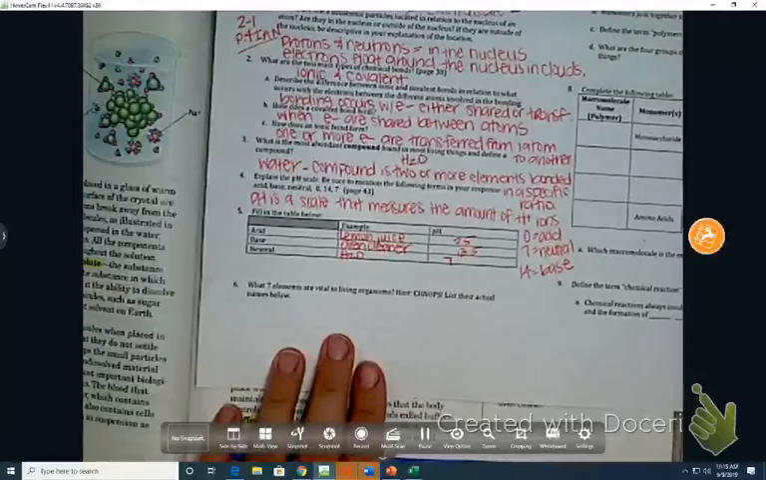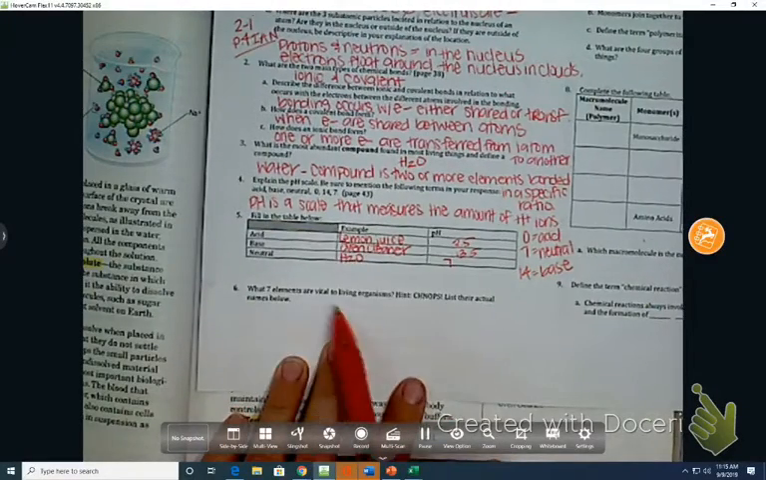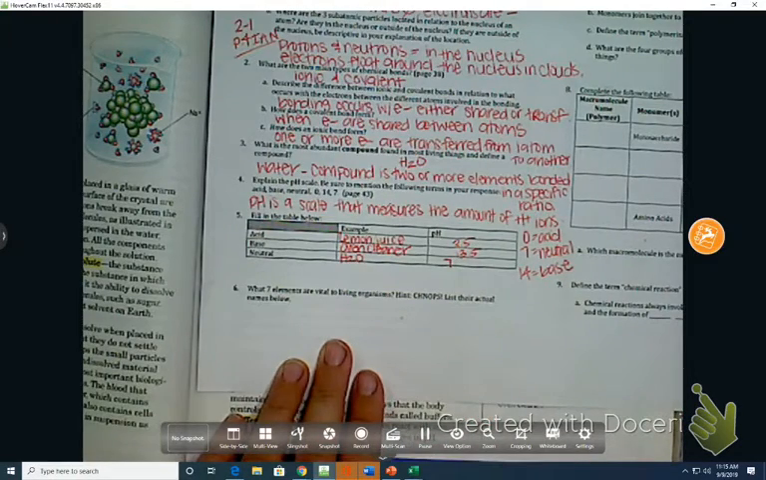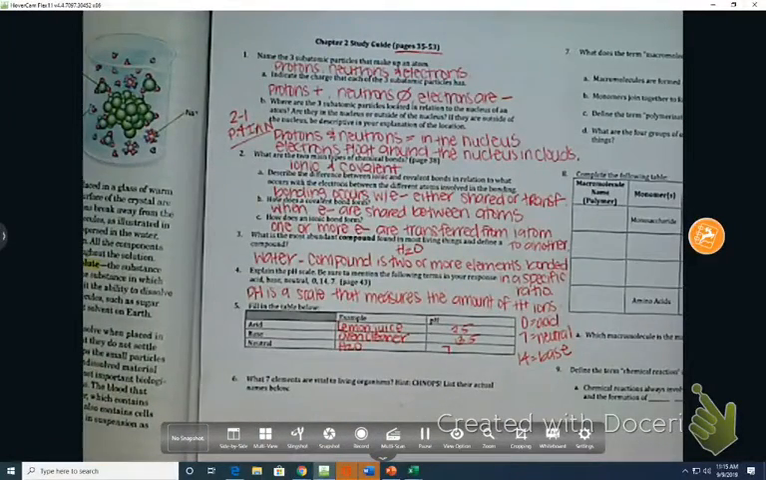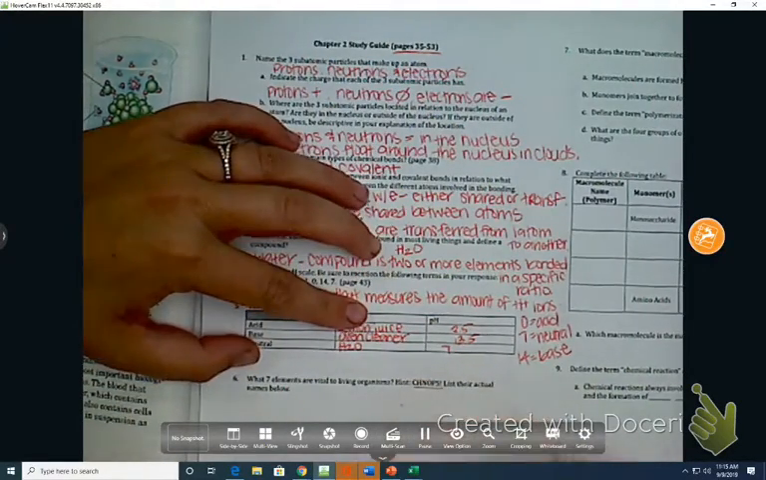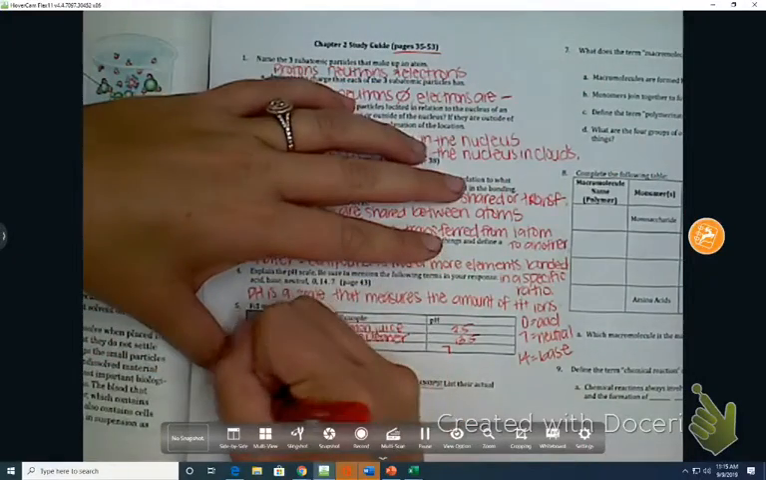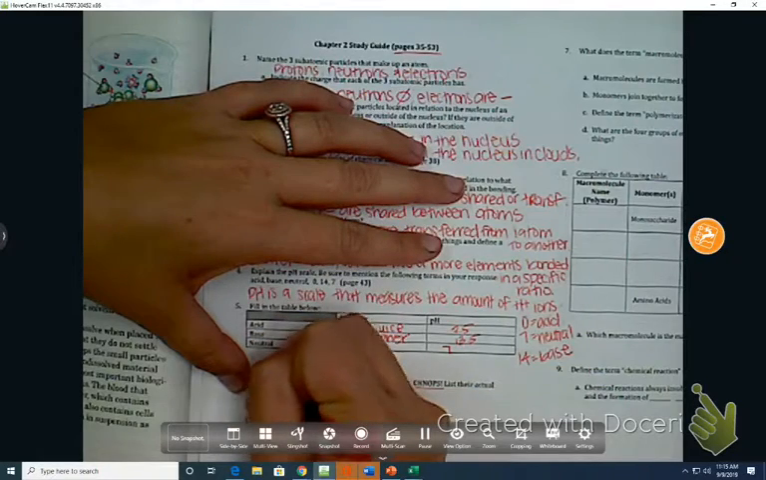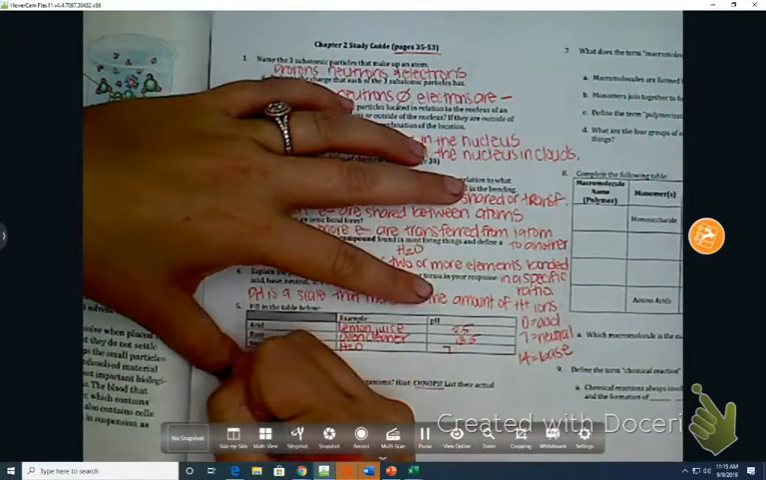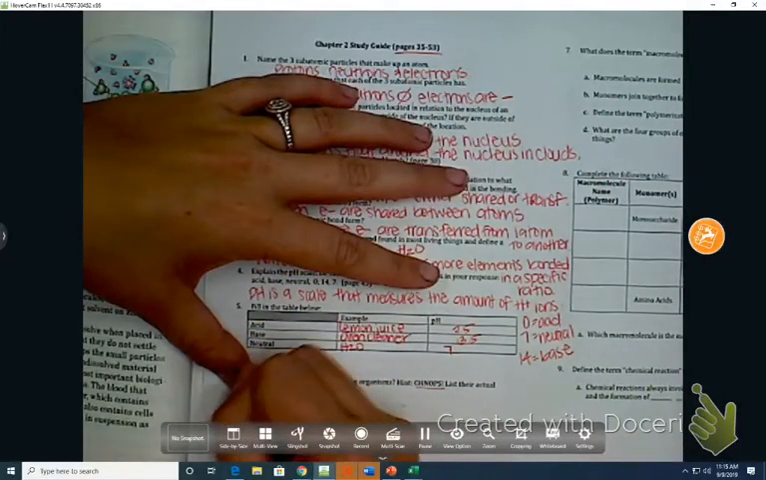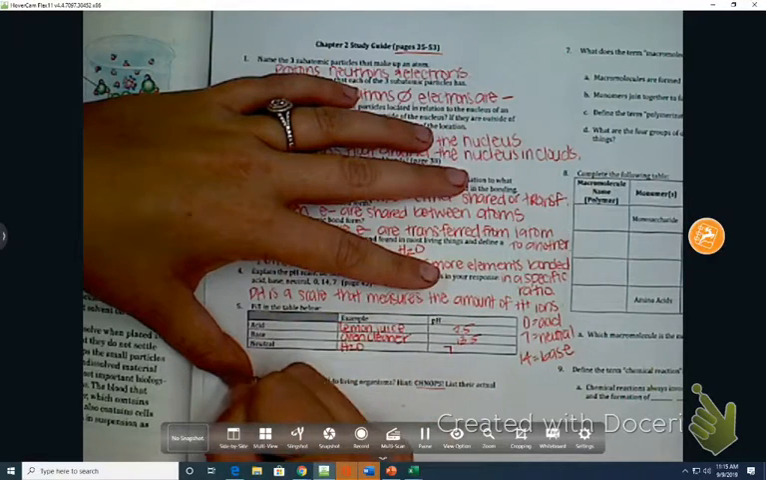So, number 6 asks, what 7 elements are vital to living organisms? Hint, CHNOPS. List their actual names below. Okay? So, as we've talked about the macromolecules, they all contain these 7 elements. Okay? So, they are carbon, hydrogen, nitrogen, oxygen, phosphorus.